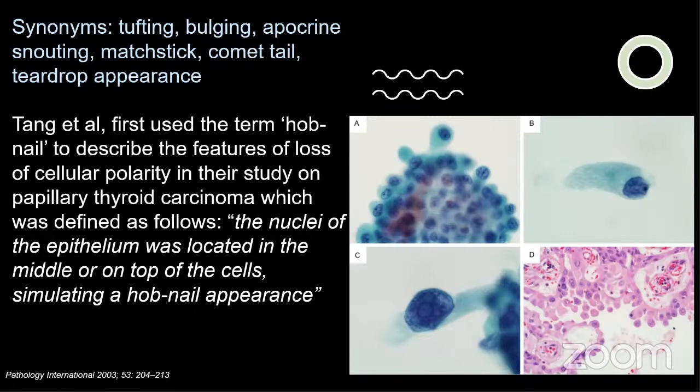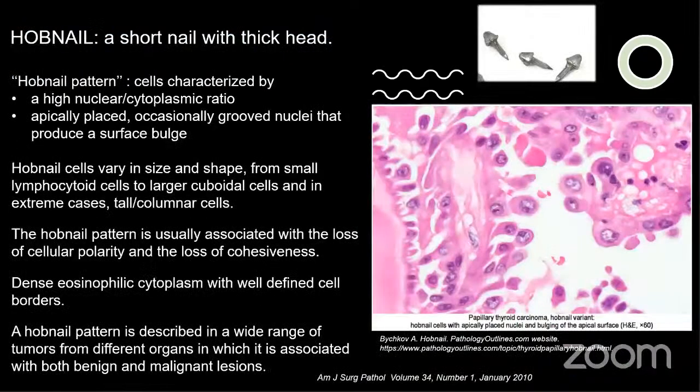So there is a loss of cell polarity. The nucleus of the cell is located in the middle or at the top of the cells. And this is what gave the typical hobnail appearance. A nucleus which is situated either in the middle or in the top of the cell. These are cytological pictures, and these are of the papillary thyroid carcinoma where the hobnail cell was first described.